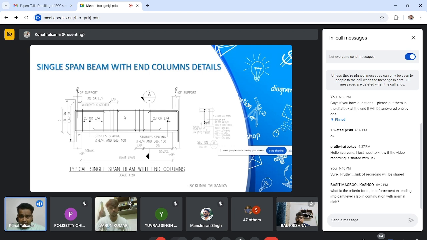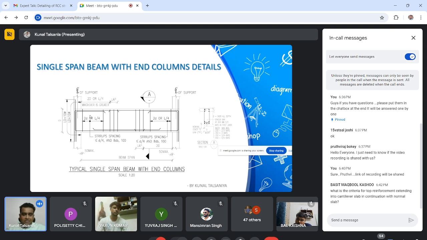Keep in mind, in the confining zone, either you provide 8 diameter stirrups or 10 diameter stirrups, you have to keep the spacing of 100 mm only. And what is this distance? This distance is 2D or L by 4, whichever is greater. 2D means the depth of beam, say 600 depth is there, so this distance will be 1200.